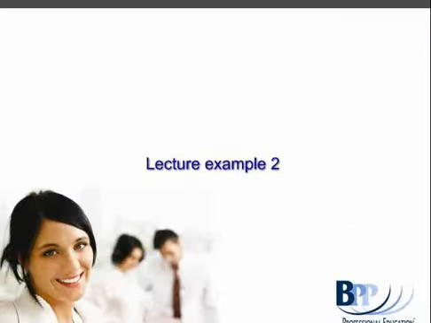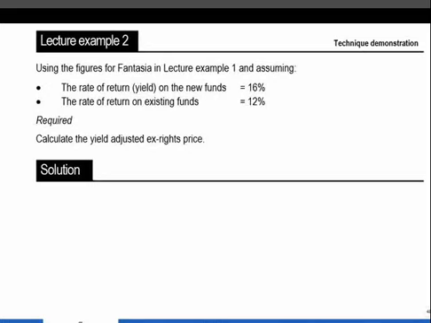From the previous lecture example, we know that we're raising 164 million. But if we're then told that we're going to get a higher return than expected on those funds, then we could suggest that the 164 million will actually be worth 218.67 million. So after the rights issue, the company will be worth the 1,000 million that it was worth before, plus the 218.67 that we just calculated.